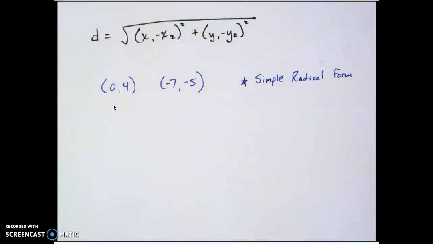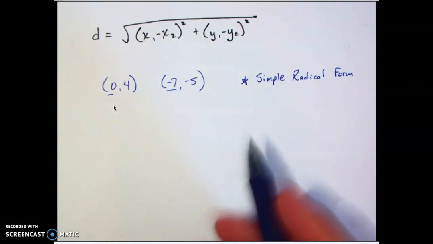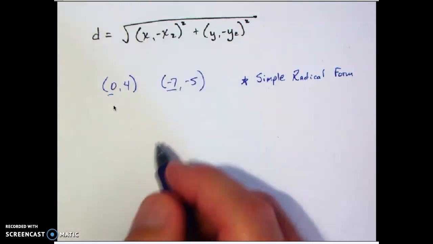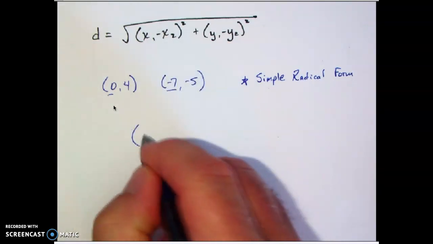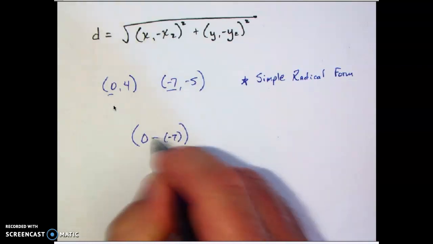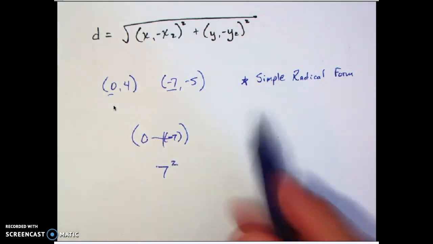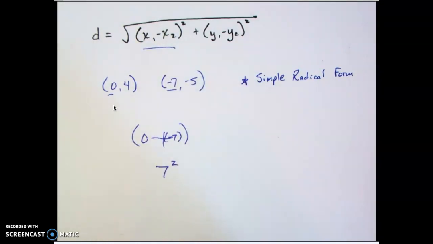So in this case, remember, the first coordinate listed here is our x values. If there's an easier way to subtract them, it really doesn't make a difference. So if I say 0 minus that -7, that's 0 plus 7. So we have 7 squared for the x part.